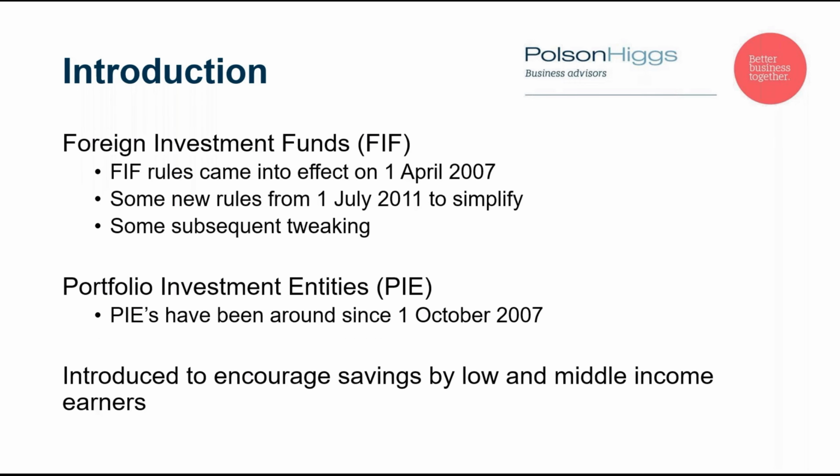So what are these things, these FIFs and PIs? Well, they're both regimes designed around investors mainly, and they came into effect in around the 2007 year. So the foreign investment funds, or the FIF rules, came in 1 April 2007, and the PIs a little bit later in the year in October. The FIF rules are what I'm going to be talking about today.